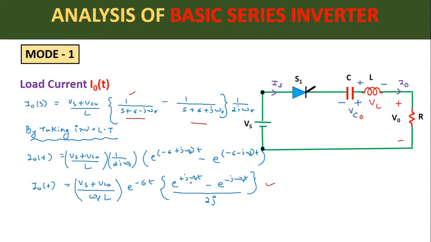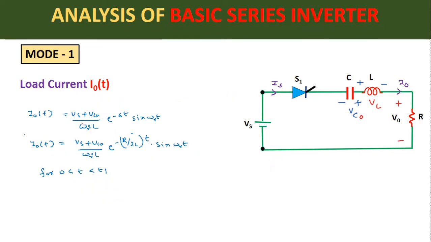Now we know that e to the power plus j omega rt minus e to the power minus j omega rt divided by 2j will be equal to sine omega rt. So this equation will be equal to I naught t is equal to Vs plus Vco divided by omega r into L, e to the power minus sigma t into sine omega rt. Now we'll put the value of sigma here. We will get this type of equation. So this load current equation is the final equation and it is valid for time t is equal to 0 to t1, that is in the first mode of operation.